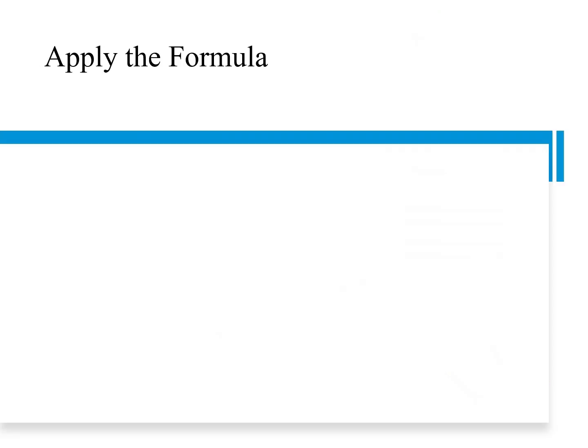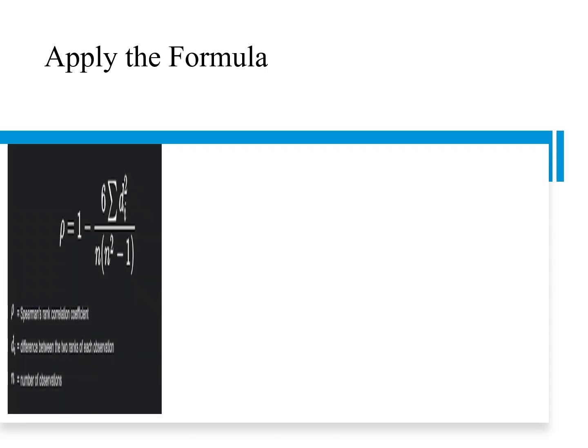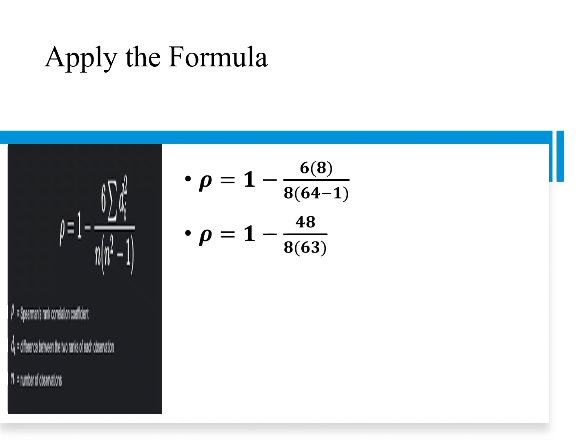Now that we've calculated the sum of the squared differences from the previous steps, this slide demonstrates the final crucial step, applying the formula to derive Spearman's rho. Recall the formula. Rho is equal to 1 minus the quantity 6 times the summation of the square of d divided by n times n squared minus 1. Let's plug in the values we've obtained. From our previous calculations, the summation of d squared is 8, and the number of paired observations n is 8. Substituting these into the formula, we multiply 6 by the sum of the squared differences, 8, giving us 48 in the numerator.